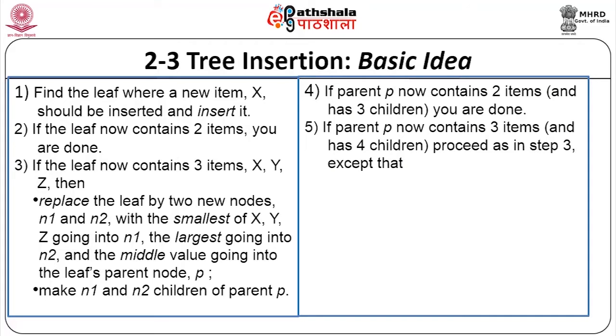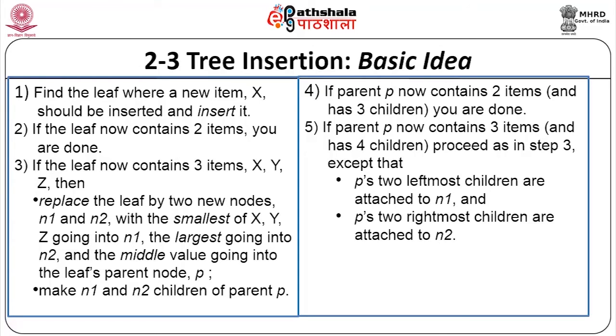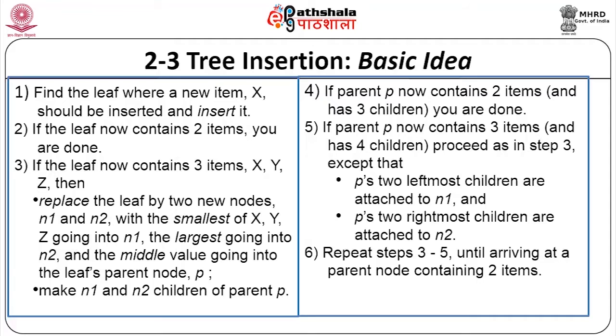But if the parent now contains 3 items and 4 children, then you have to proceed again to step 3 and do the same operation again. P's 2 leftmost children are attached to n1 and the 2 rightmost children are attached to n2, and repeat step 3 to 5 until arriving at a parent which contains only 2 data items. So, what you are doing is you are moving it up the tree.